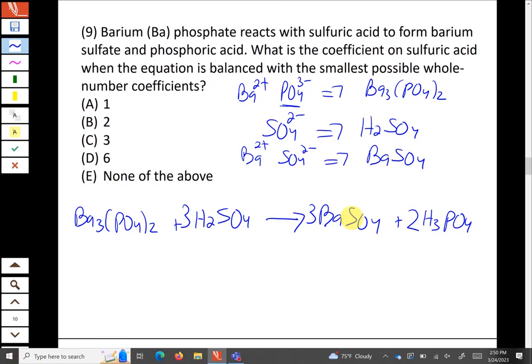So we want to know what is the coefficient then on sulfuric acid when it's balanced. So sulfuric acid is this one here. Coefficient would be 3 for that when we use the smallest whole numbers.